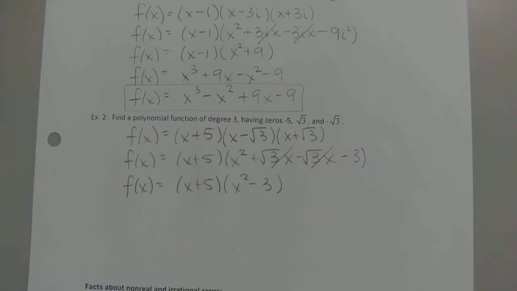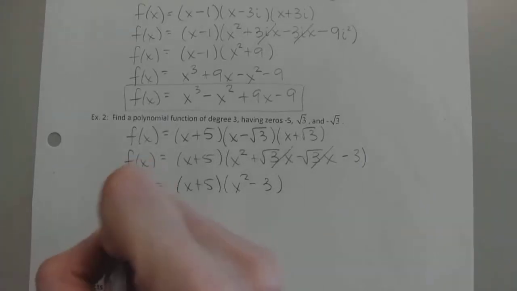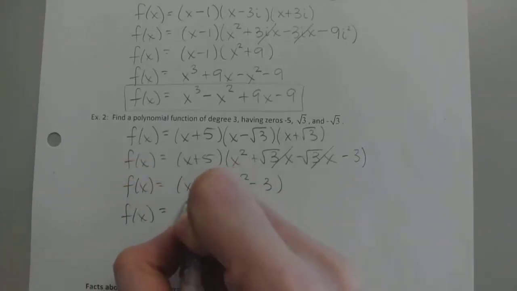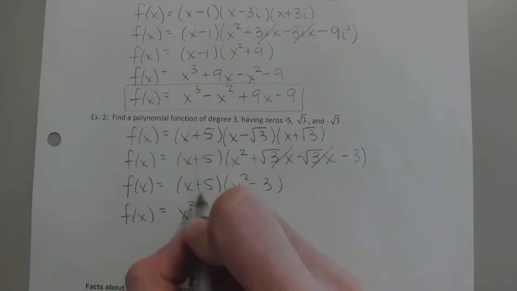We have it right there. All right, so our one last move is they want us to multiply all of it together. So we're going to distribute this x plus 5 into the x squared minus 3, gather like terms, and put them in the right order.